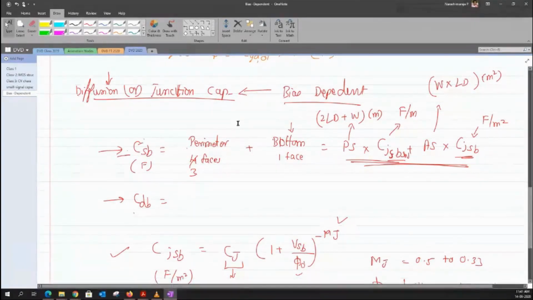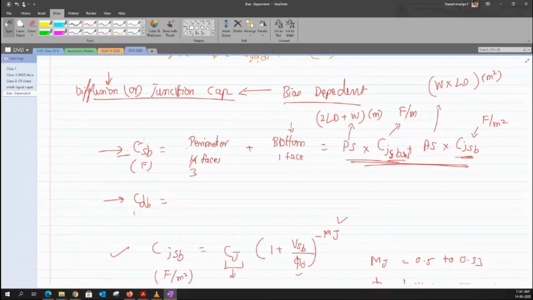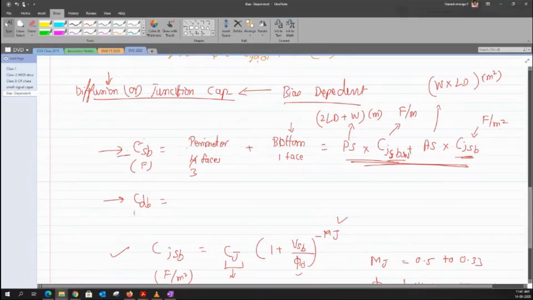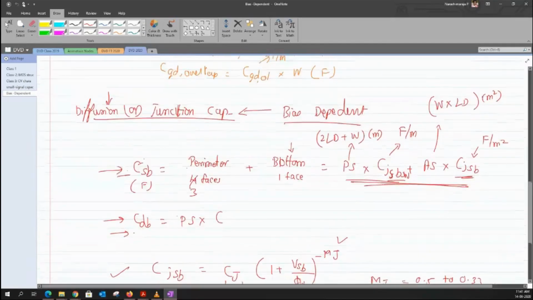Sir, I have a doubt. Is the expression the same for CDB? Yeah, it's the same thing. Because when there is tapering, should we consider 4 faces? In this case, the tapering happens only across the 4th side. So we are not considering any 4th side in this perimeter.